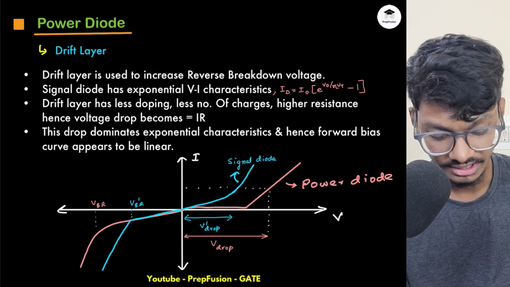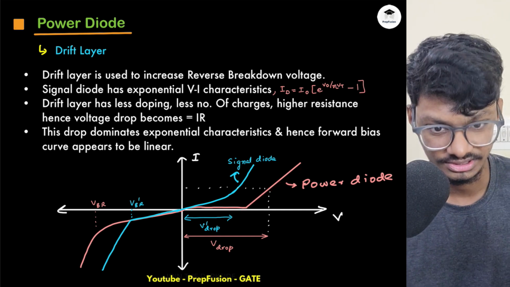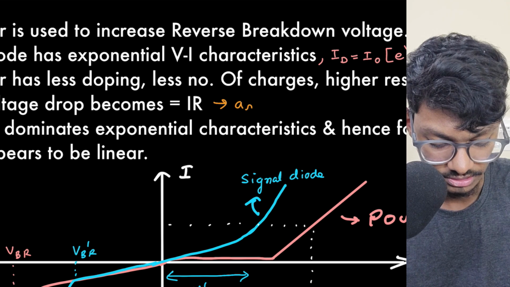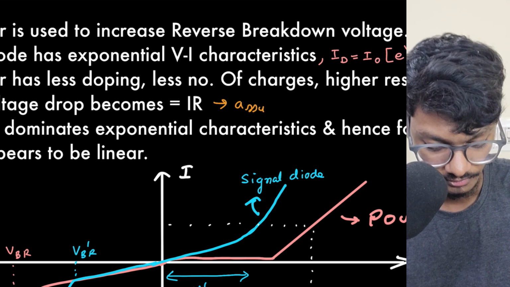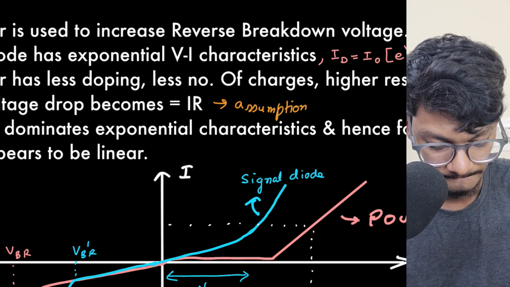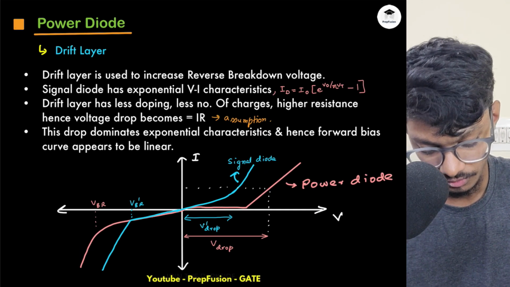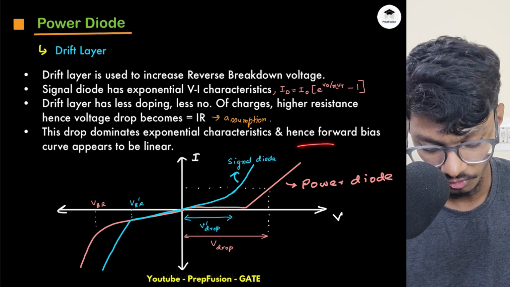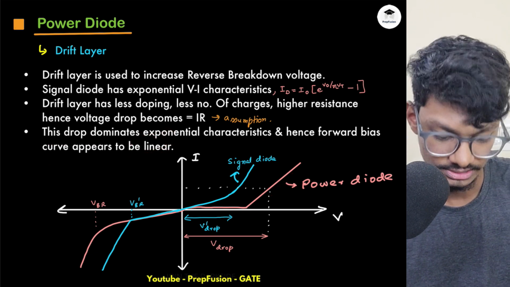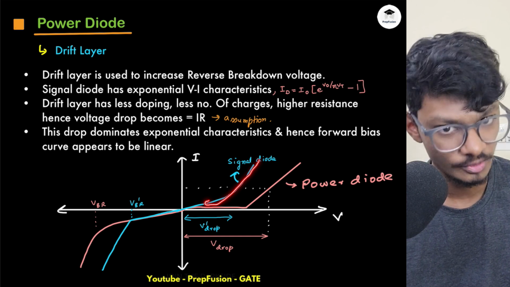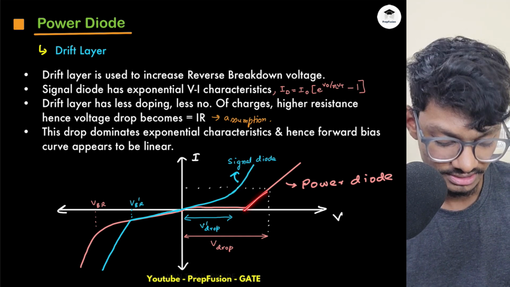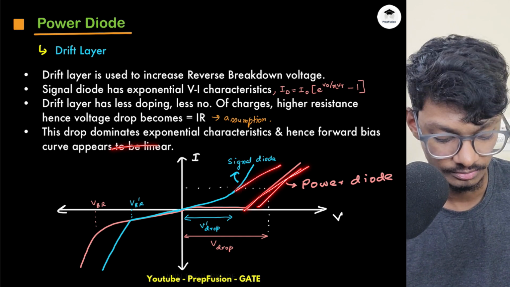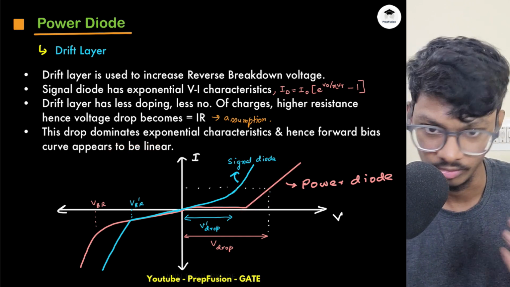So in the case of a power diode we generally make this assumption just to simplify our calculations. We linearize things. This drop dominates the exponential characteristics, hence the forward bias curve appears to be linear. In the forward bias this was supposed to be exponential, but we assume that it is linear. This linear portion dominates the exponential portion, that's why we assume it to be linear only. There will be some error, but that's fine.